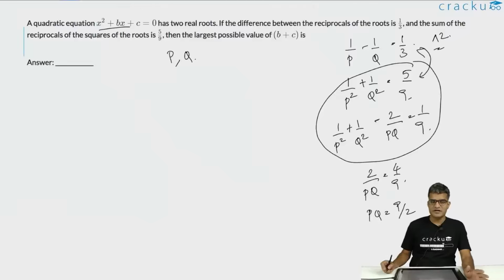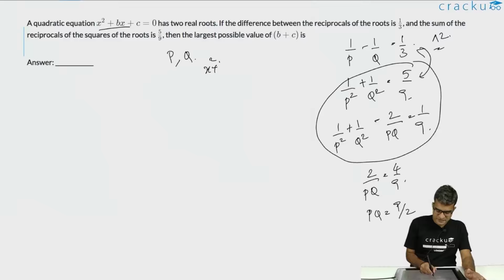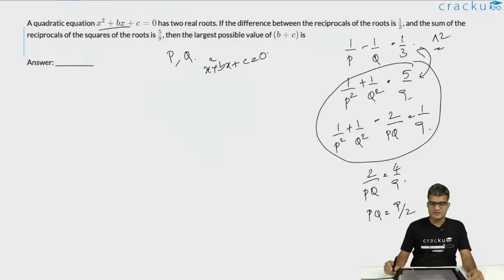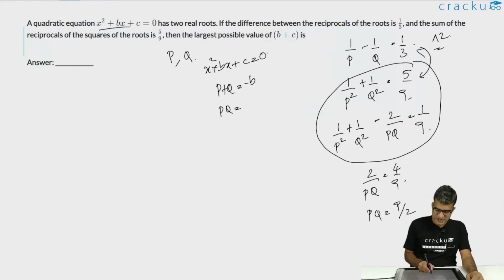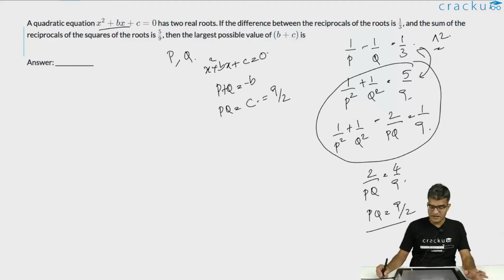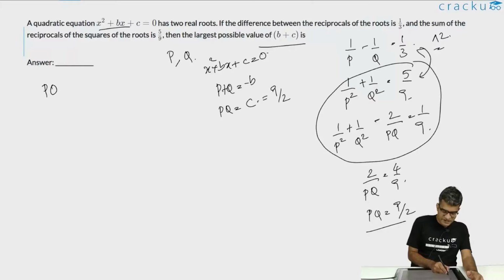In this given quadratic equation, x square plus bx plus c is equal to 0, the sum of the roots, that is p plus q, will be equal to minus b, and the product of the roots, p into q, is equal to c. We already got the value of the product of the roots, so the value of c is equal to 9 by 2. What are we required to calculate? We are required to calculate the largest possible value of b plus c. So what we are required to calculate is the largest value of pq minus (p plus q).